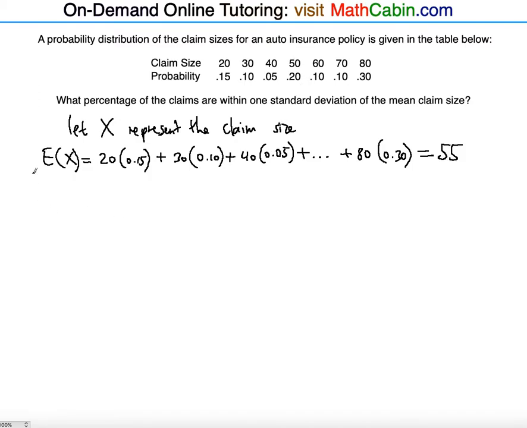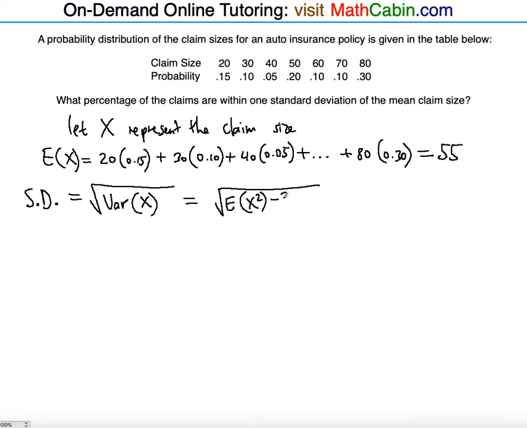So now we have to find the variance of X. You know that the standard deviation, first of all, is going to be the square root of the variance, right? So we might as well just solve for it while we find the variance. And you know the variance of X is going to be the expected value of X squared minus the expected value squared, right? So notice there's a difference.